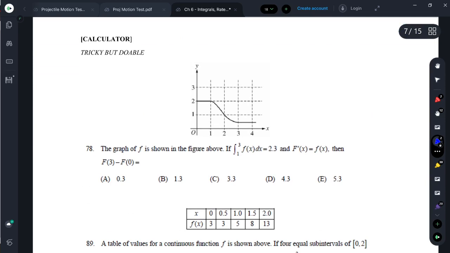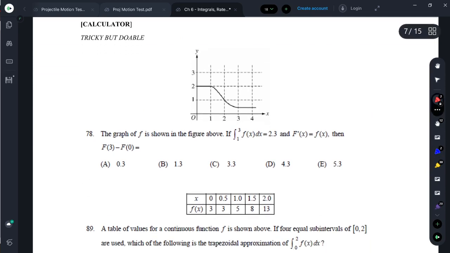Next question. This was a calculator question, but honestly, you don't need a calculator. I think it was just a calculator question because it takes a little bit longer. So this one, when you see this big F of 3 minus big F of 0, we're given the graph of f. That should be a hint to you that we're doing FTC, we're doing an integral.